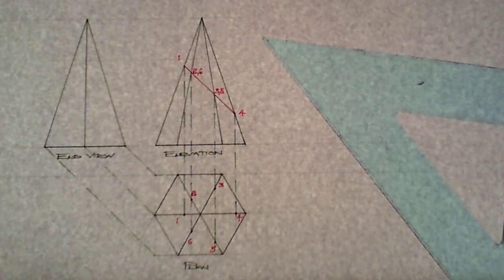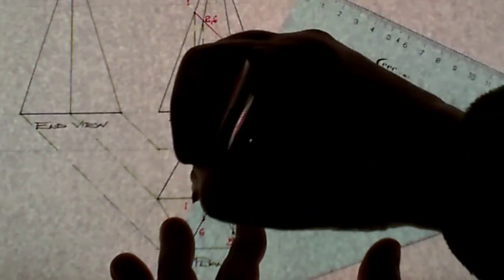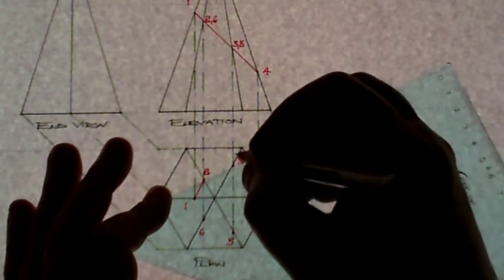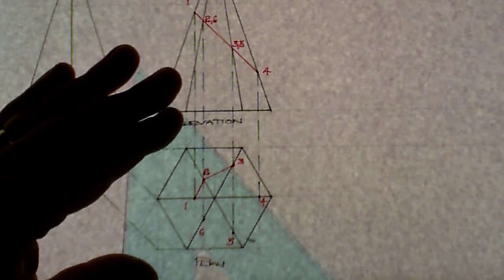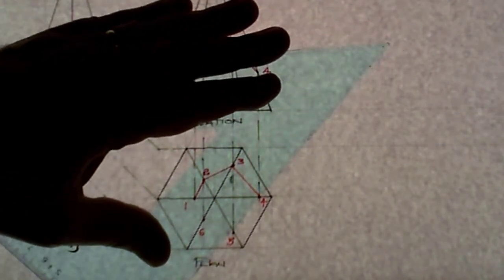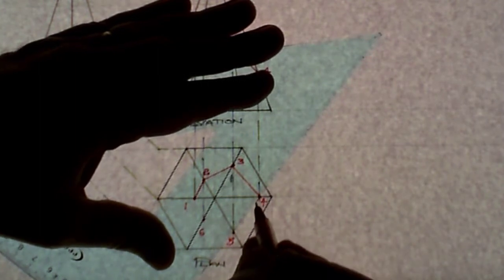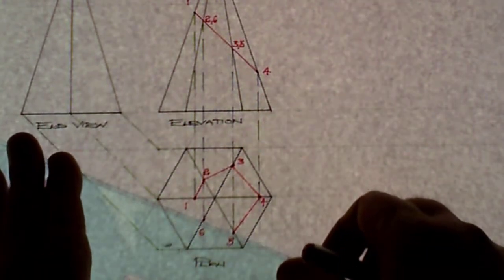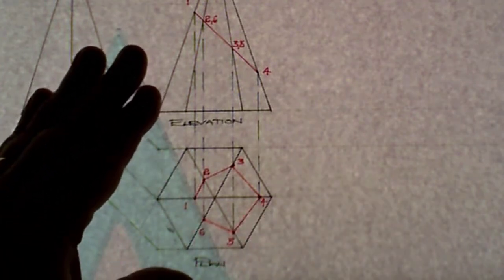Now for me then to finish drawing that plan and show the imposition of the cut surface on plan, I simply connect 1 to 2. Two to 3. Three to 4. 4 to 5. 5 to 6, and then 6 to 1.